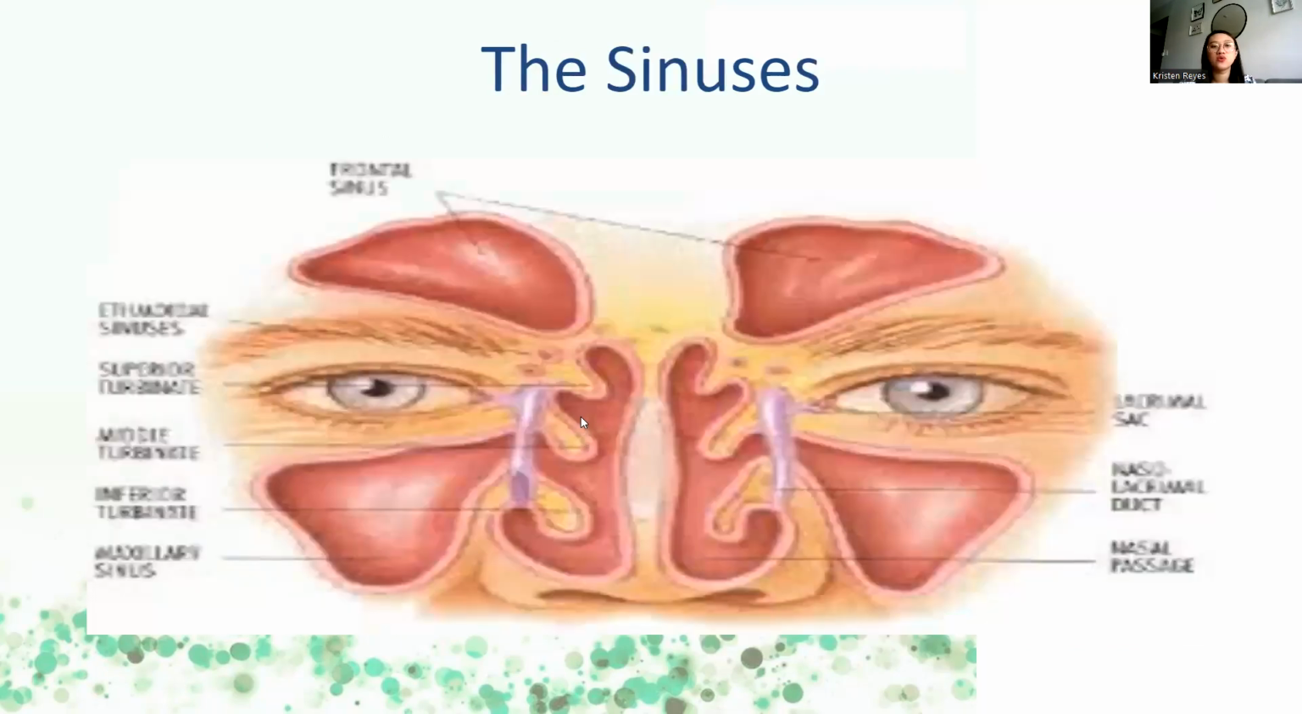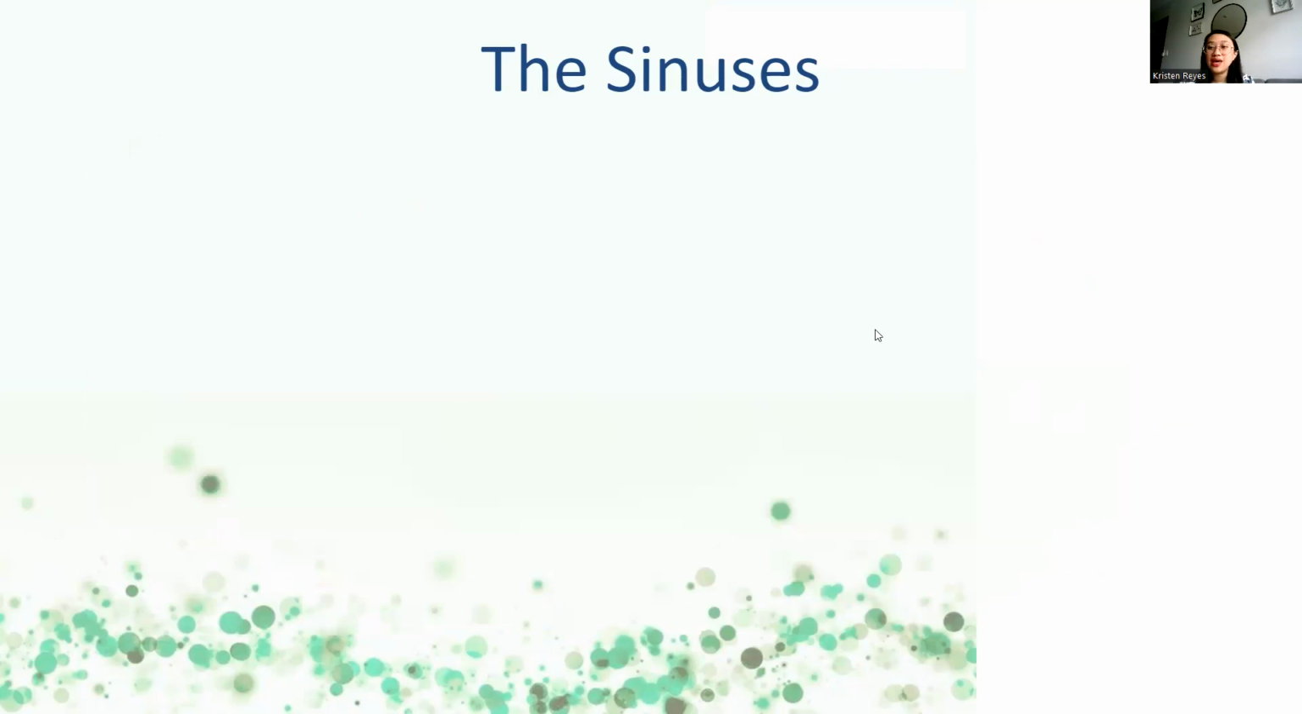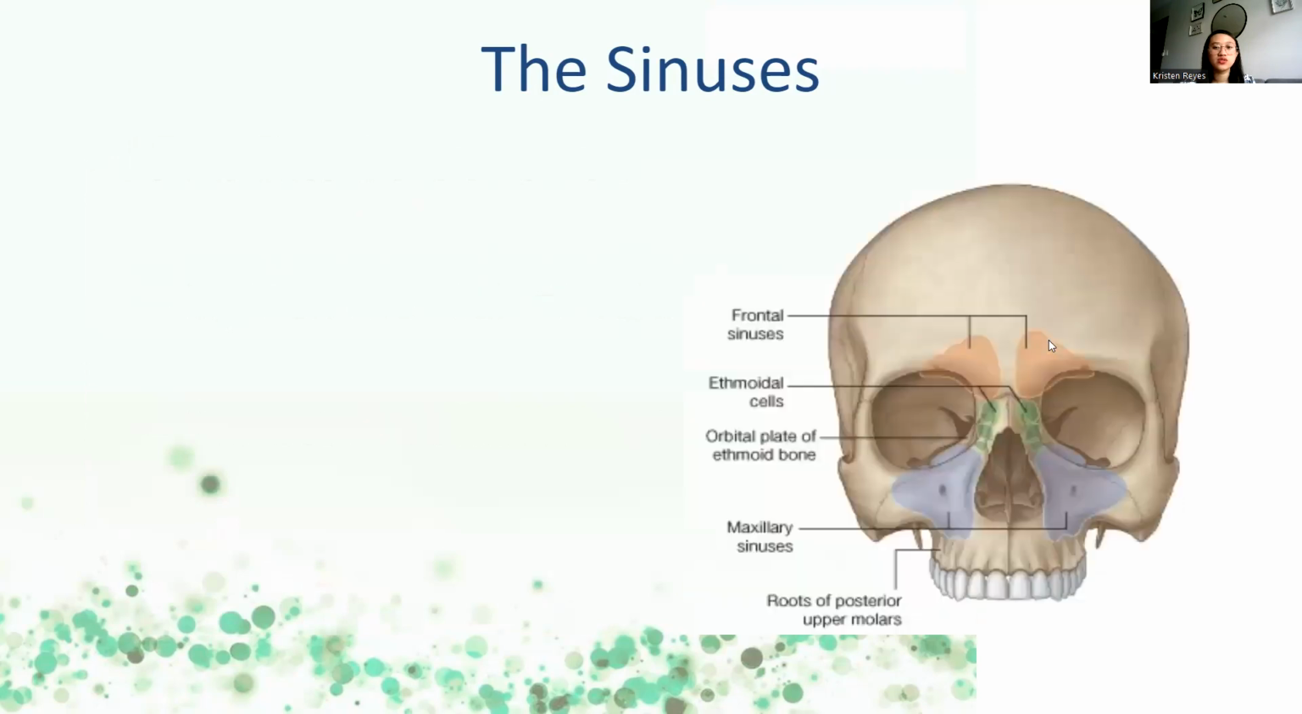Okay, so here we have the sinuses. We have four main sinuses. You have the frontal, the ethmoidal, sorry, it's a bit blurry, the maxillary, and the sphenoid. The sphenoid is at the back. Let's see if there's a better figure. The main function of the sinuses is that they produce mucus for the nose, provide resonance of voice, and lighten the skull. Okay? And they also protect the brain from trauma.